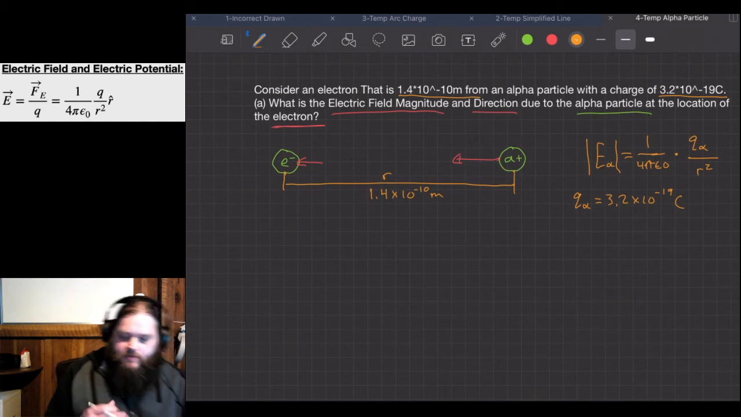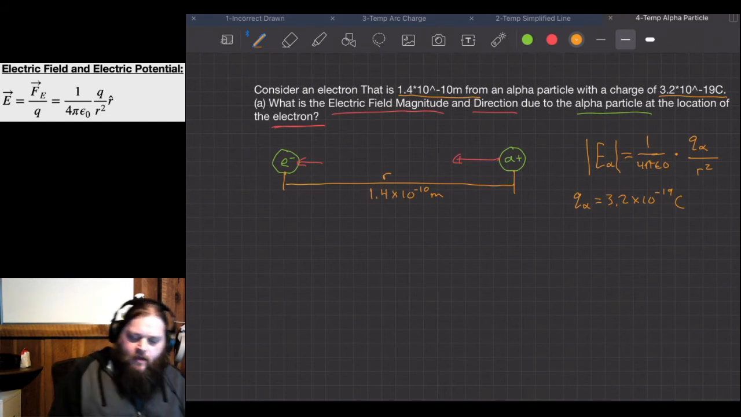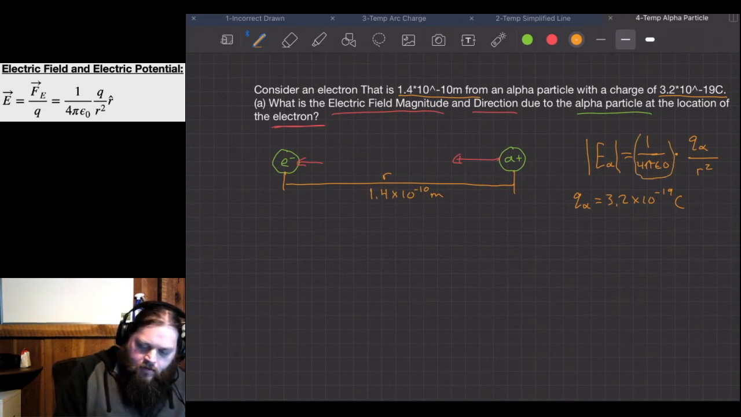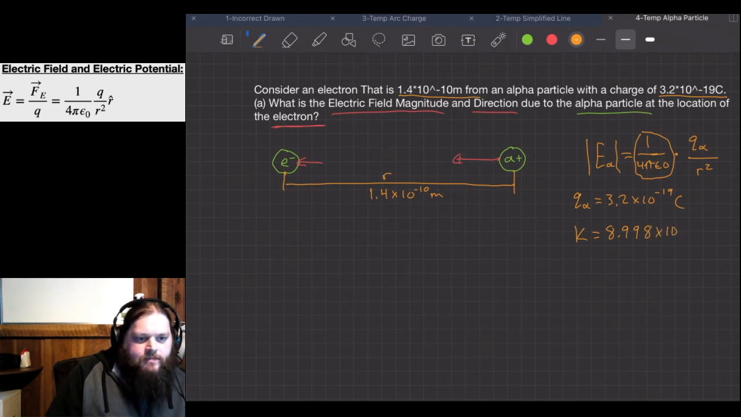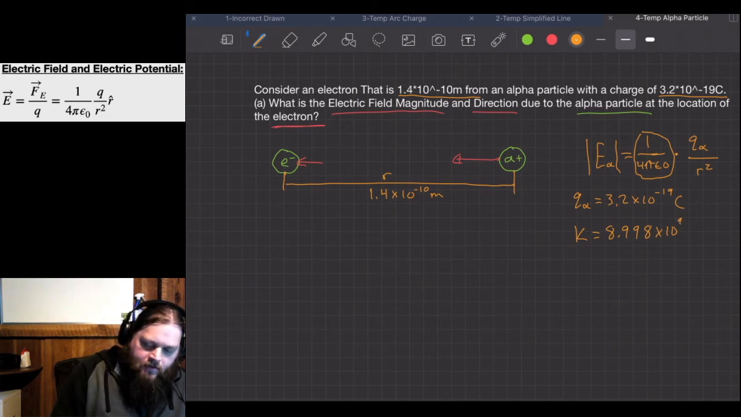So now we can just plug in these values that we have. This whole thing here, we can simplify as k, which is equal to 8.998 times 10 to the, oh, now my memory lost it. I knew it a second ago. Where's my notes? To the 9th power, I knew that. Newton meters squared over coulomb squared.